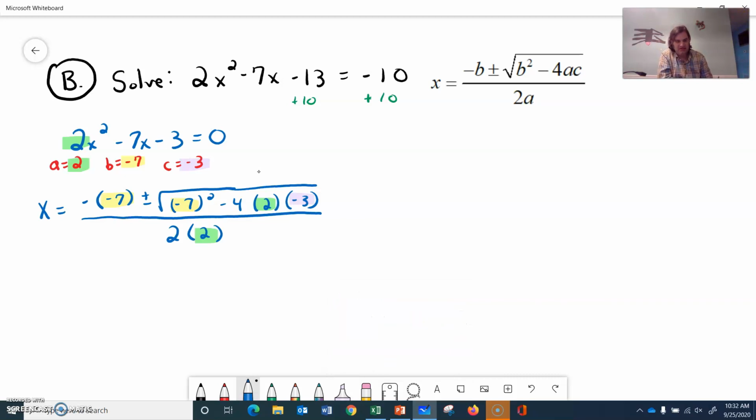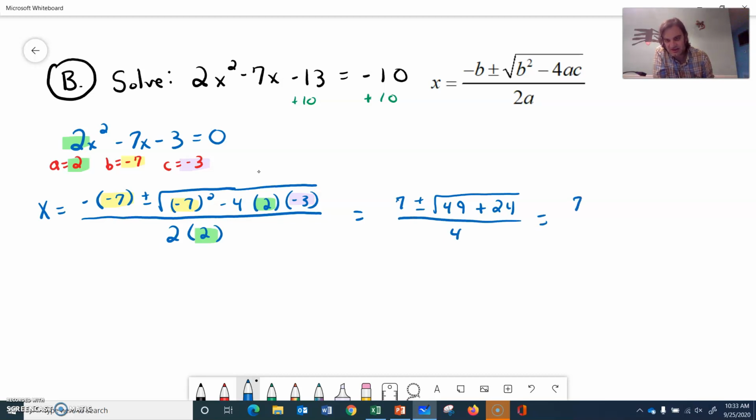So let's clean it up a little bit. Negative 7 is a positive 7, plus or minus the square root of negative 7 squared, which is 49. And then we have minus, and there's another negative we're multiplying, so minus 4 times 2 times negative 3. Those two negatives will become a positive. 4 times 2 is 8, times 3 will be 24. And on the bottom, 2 times 2 will be 4.